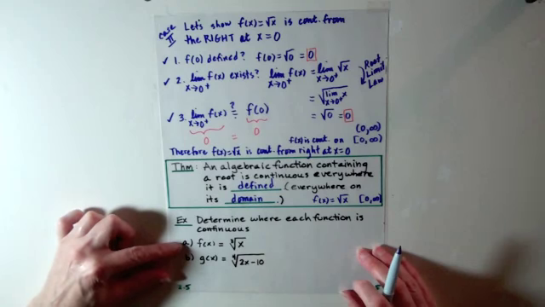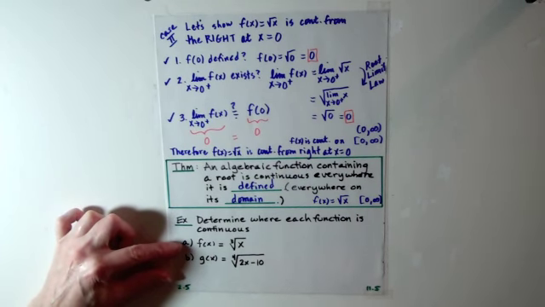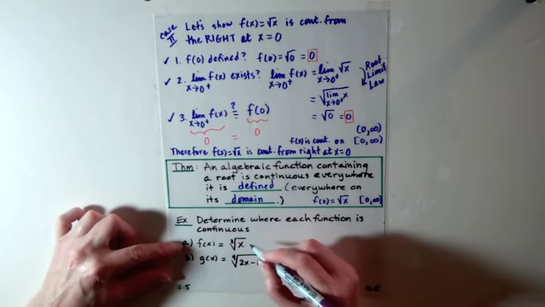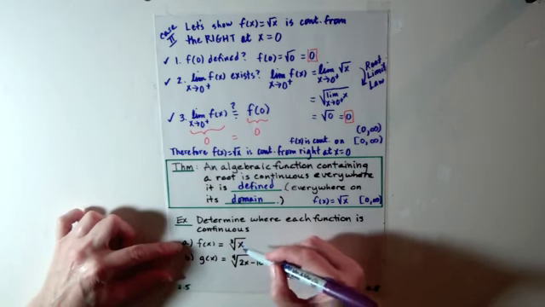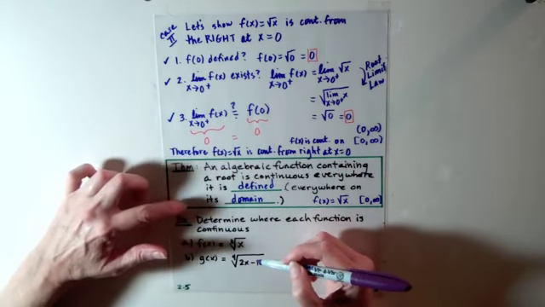If I were to look at part A, f of x is equal to the cube root of x. Well, if we want to know where this function is continuous, according to this theorem, I just have to find its domain.